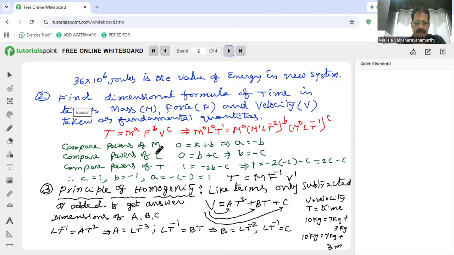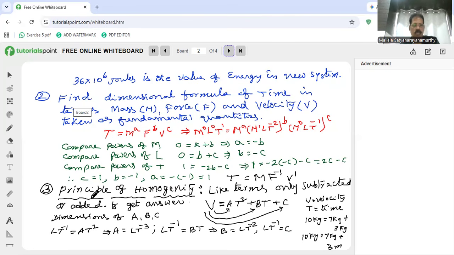Compare the powers of time. T^1 here. That's why the left side is 1 = -2B - C. So 1 = -2B - C, with B = -C, so 2C - C. Therefore, C = 1. We know C = -B, so B = -1. We know A = -B, minus of minus, that is 1. So the dimension formula of time in terms of M, F, V is M^1 F^-1 V^1. So this is the way to do the problem when the dimension formula is given.